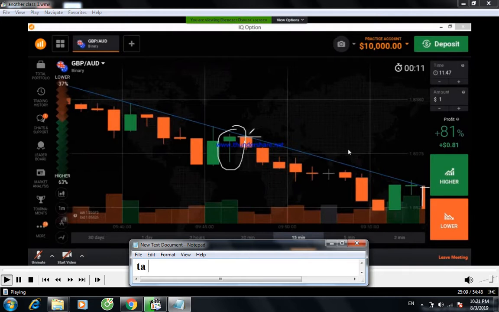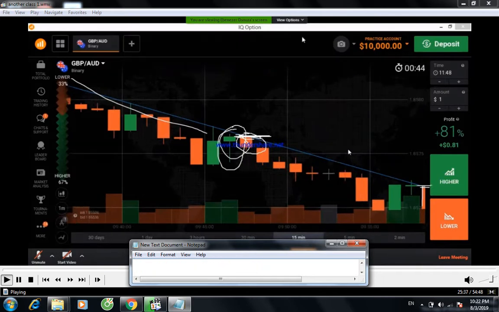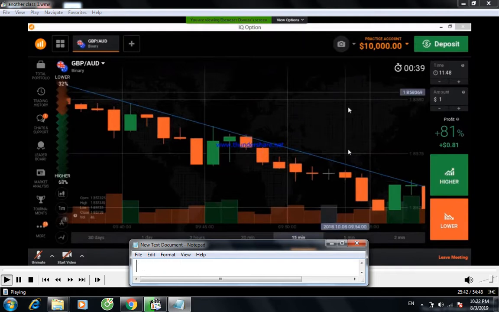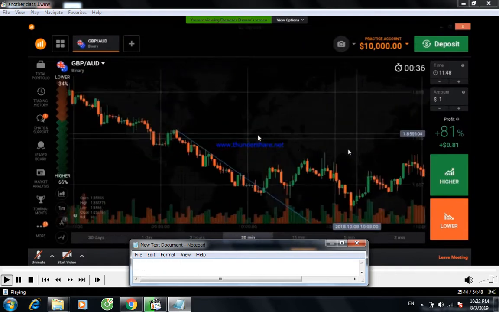If you know the right way, this is the right entry point. With this confirmation and with this downtrend, this is the right entry point. If you know the right entry point, you can trade with confidence. If you trade with confidence, there is no need to fear losses and no need to worry about emotions. But it will come only from experience. To get that experience, you need to practice more on a demo account first.